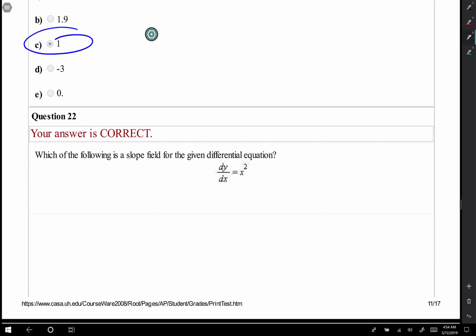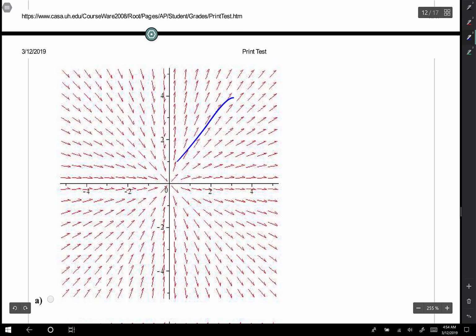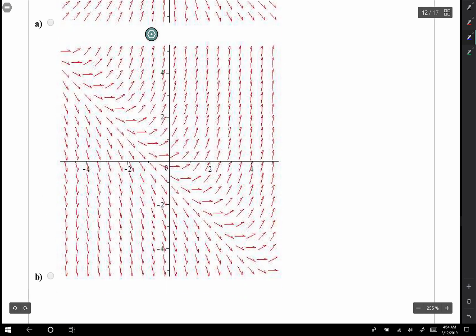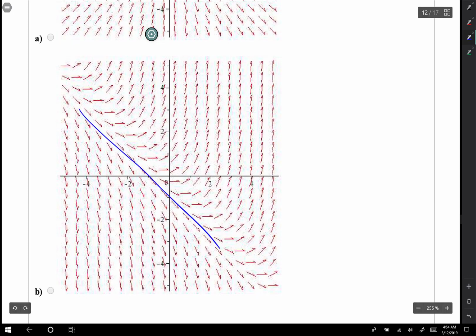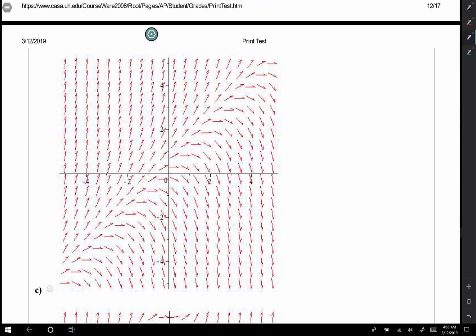All right, which of the following is the slope field for the given differential function? Before I even look at the slope fields, it's x squared, guys, meaning I don't want to see any negative slopes. So that's one hint. It's only affected by y. That one's out right off the bat. I see negative slopes all over the place. This one's out again. I see negative slopes. That one here is out again. I see negative slopes right here.